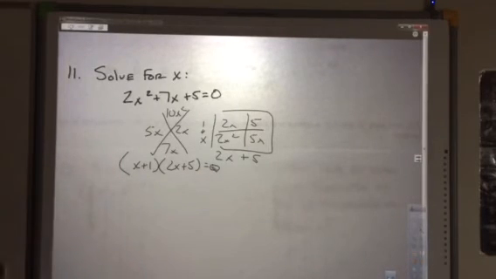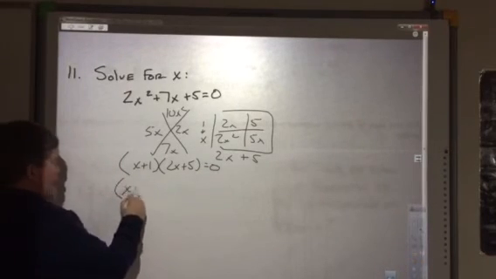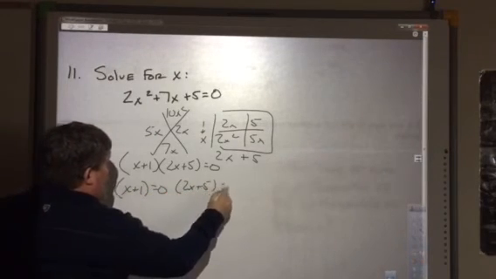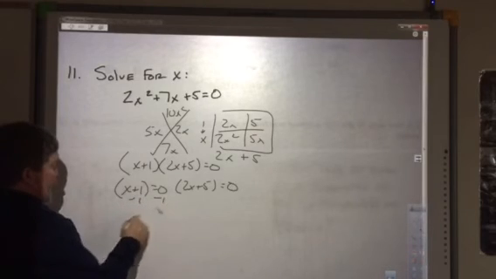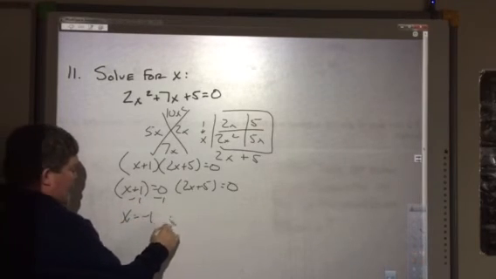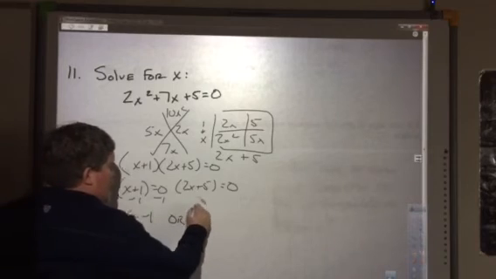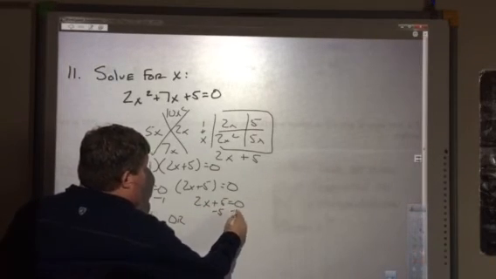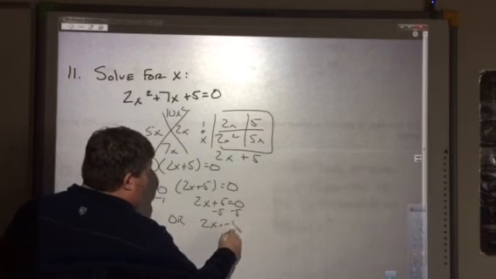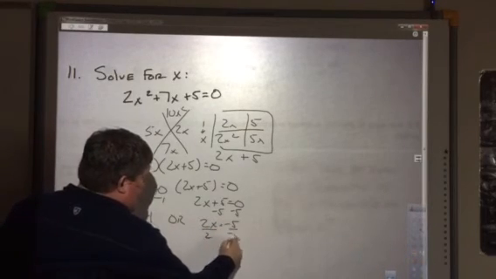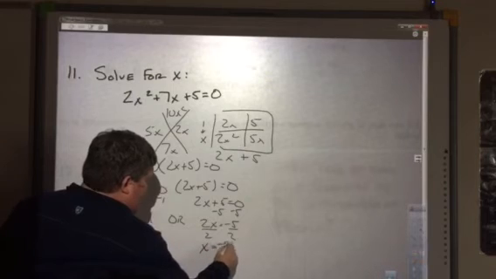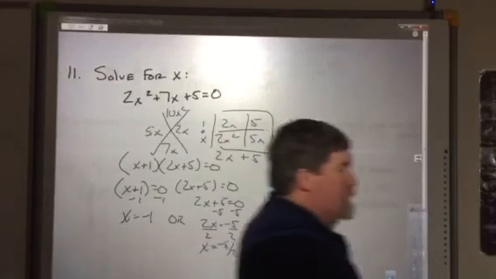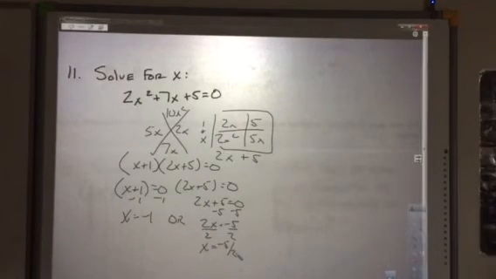Then to solve for x, we need to put both of these equal to 0. So I subtract 1 from both sides, I get x equals -1. Or my other root, 2x plus 5 is equal to 0. Subtract 5, 2x equals -5. Divide both sides by 2, x is equal to -5 halves. Okay? For number 11.